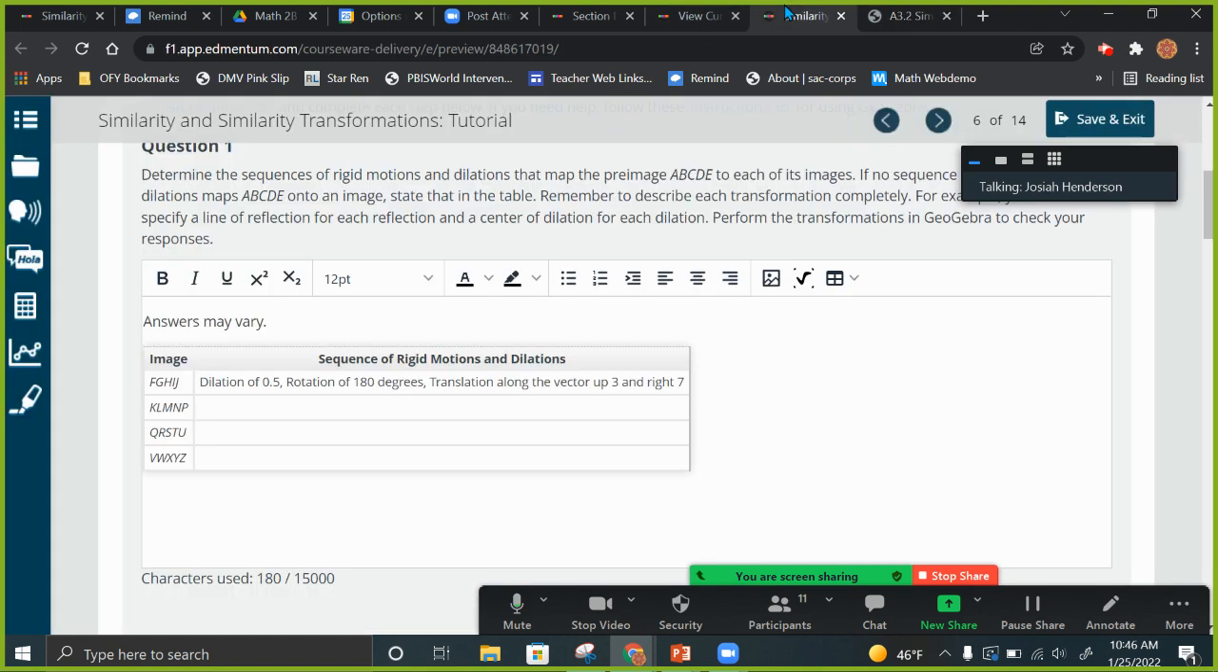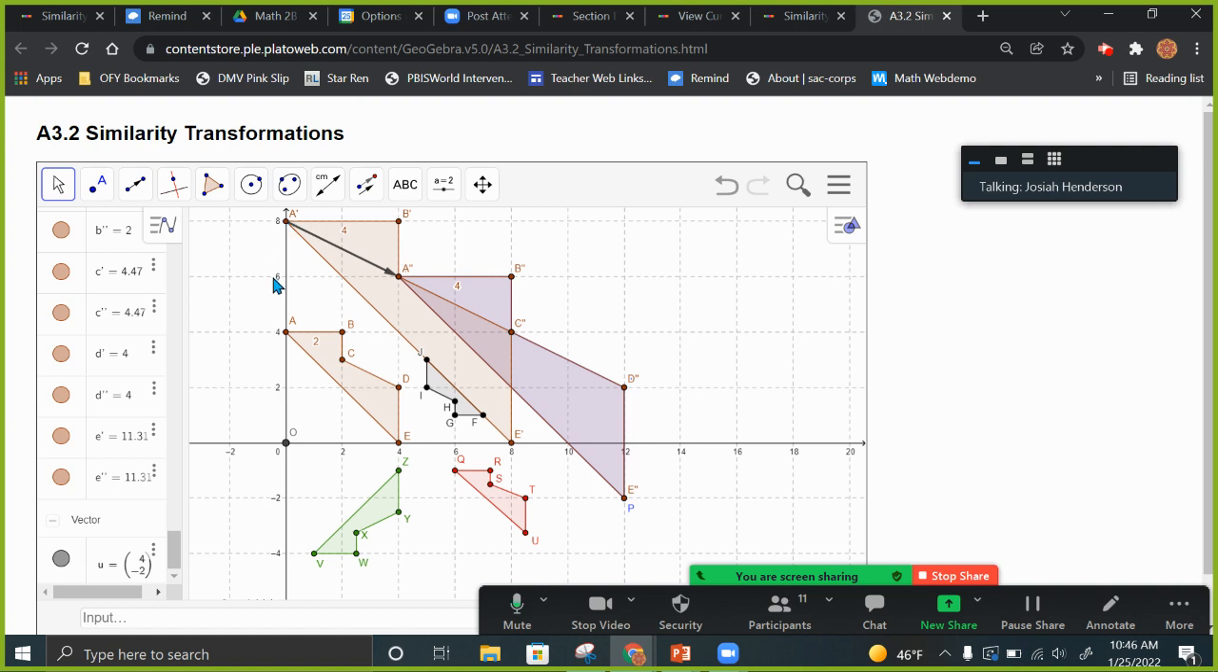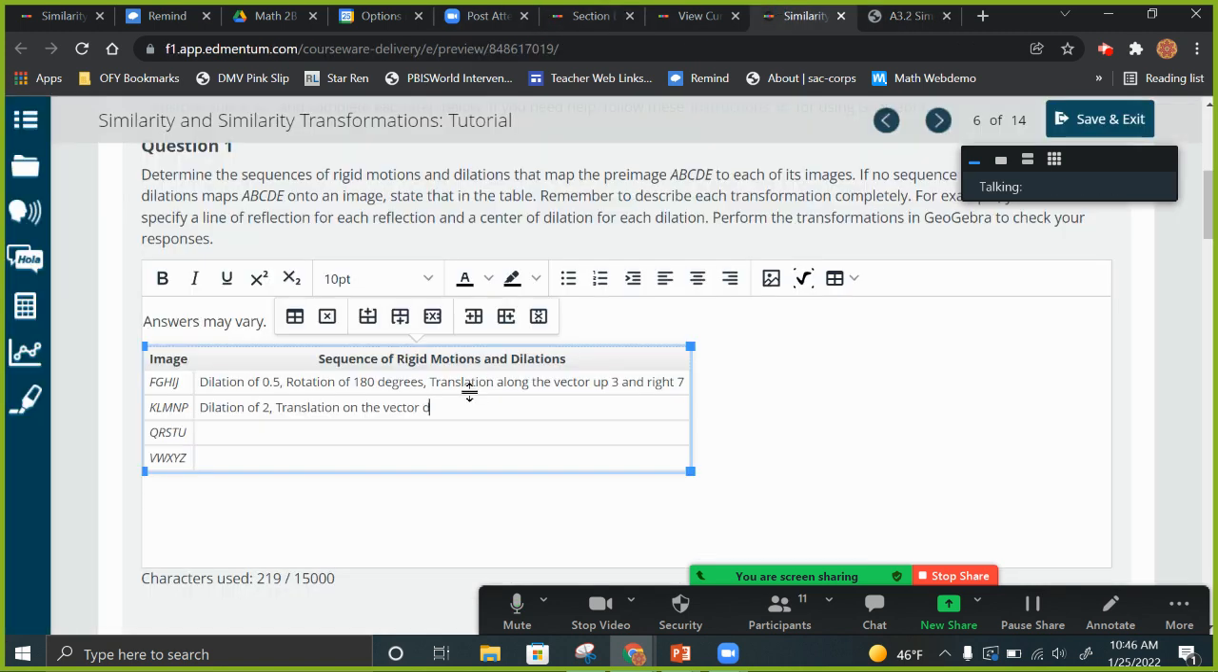All right, so this time we did two moves. We did a dilation of 2, and then we did a translation on the vector. What were the exact directions the vector did? It was down 1 square and right 2 squares. Down 1 and right 2. That's the idea here.